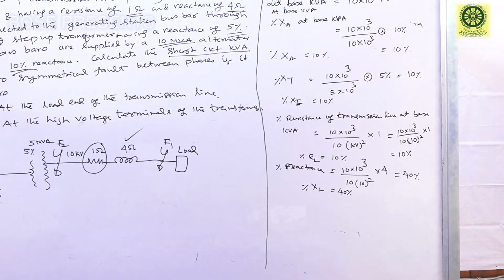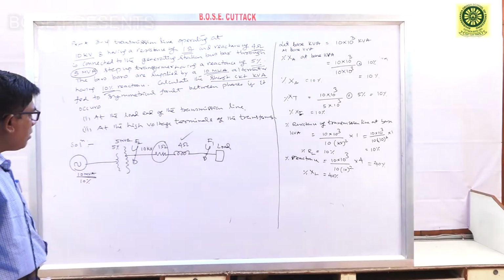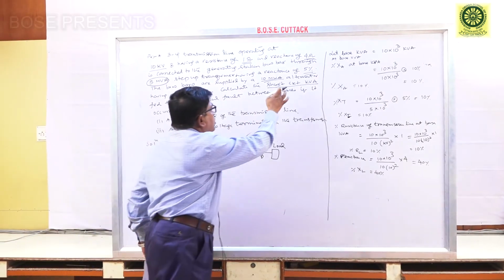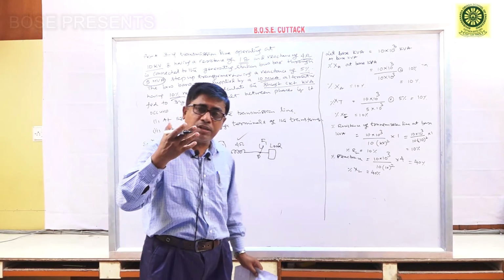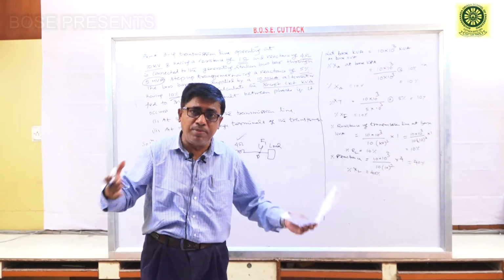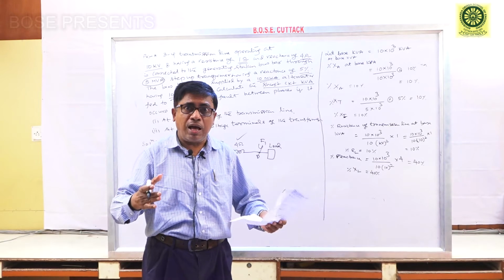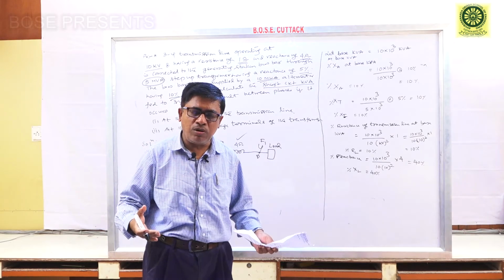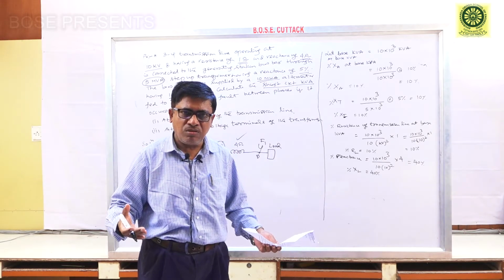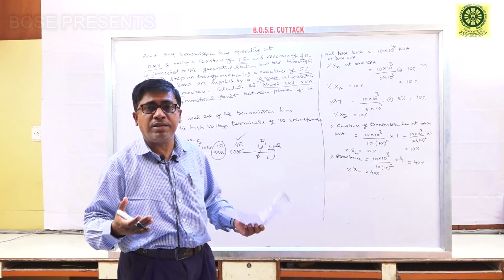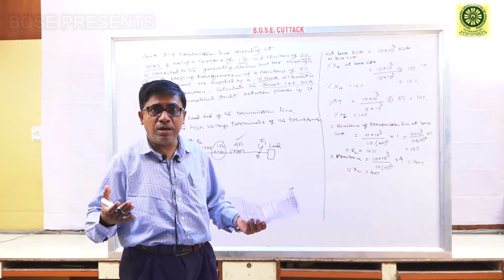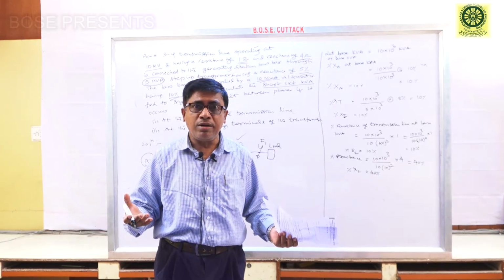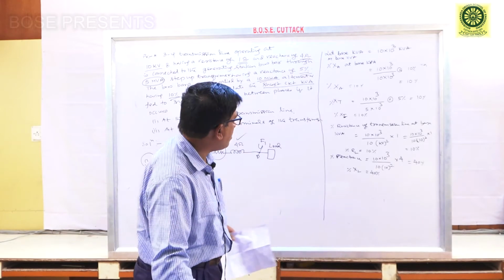So what is our aim? Now we have to calculate the short circuit kVA. Before calculating the short circuit kVA, I have to know the total impedance. Now the alternator reactance is known, the transformer reactance is known, the transmission line reactance is known. So we have to calculate the total impedance. Total resistance is known, total reactance is known. So how can you calculate it?